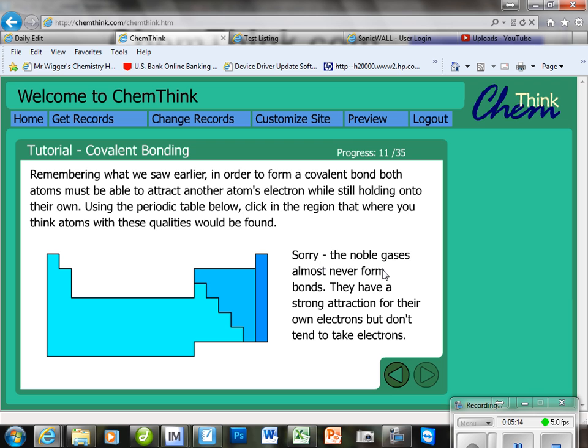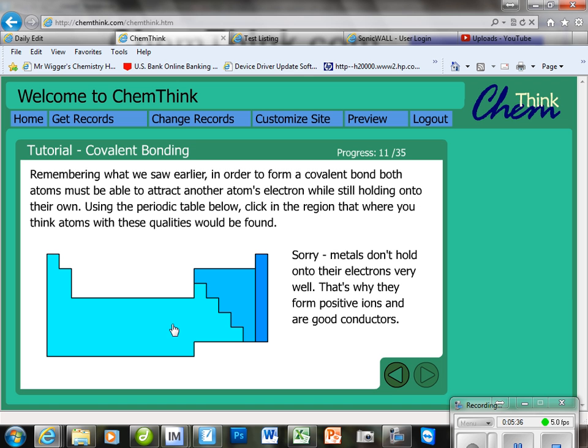So then in the little tutorial here they say, sorry, the noble gases almost never form bonds. They have a strong attraction for their own electrons, but don't tend to take electrons. And likewise, the metals that are over in this area, they're not likely to form any kind of covalent bond, but they do form ionic bonds. And so, sorry, metals hold on to their electrons very well. That's why they form positive ions and are good conductors.